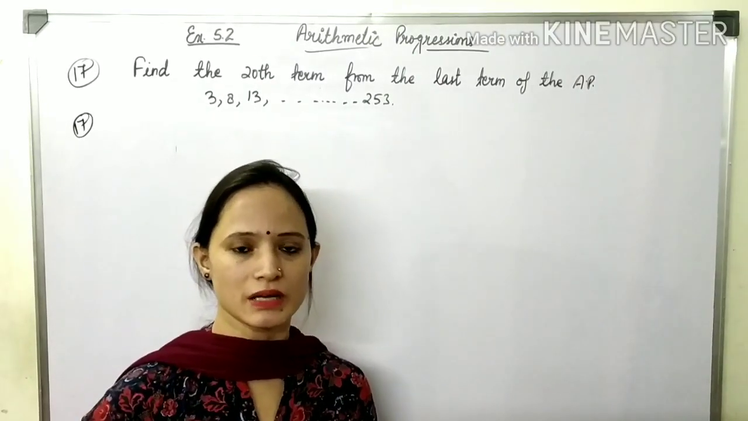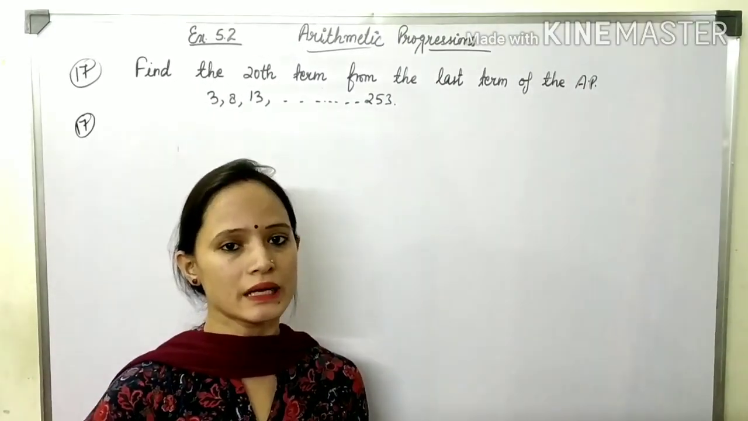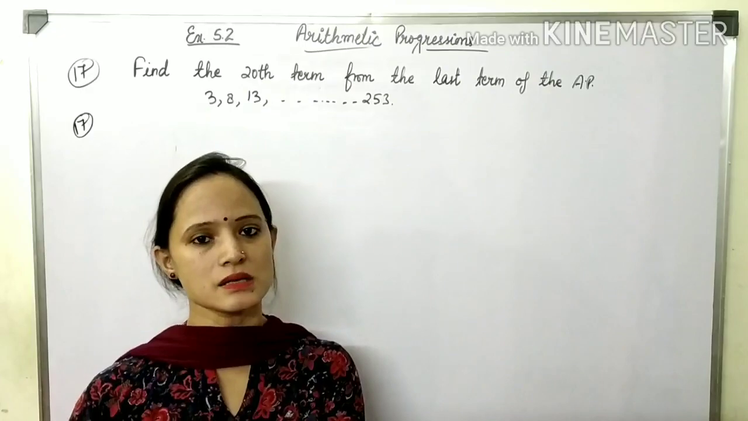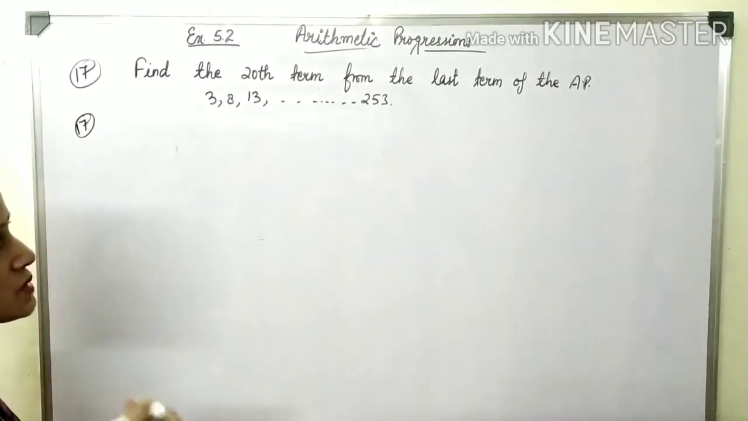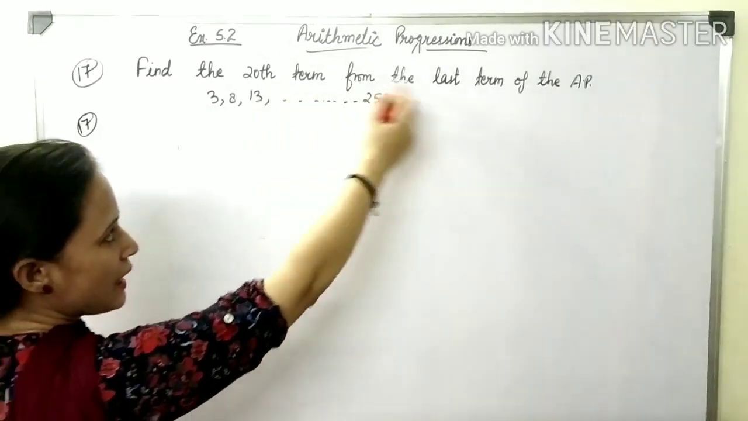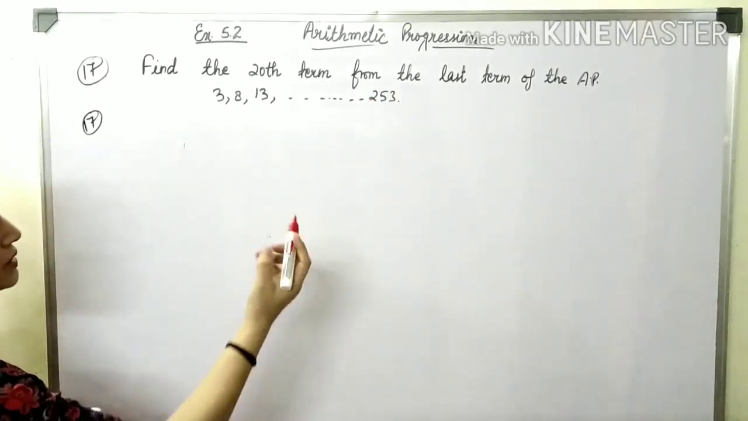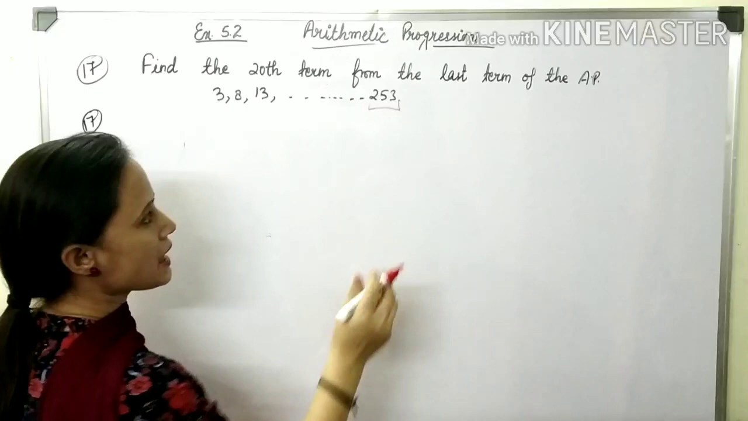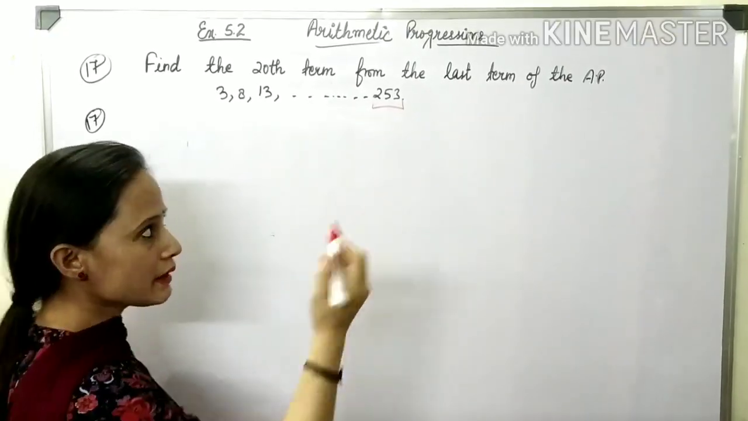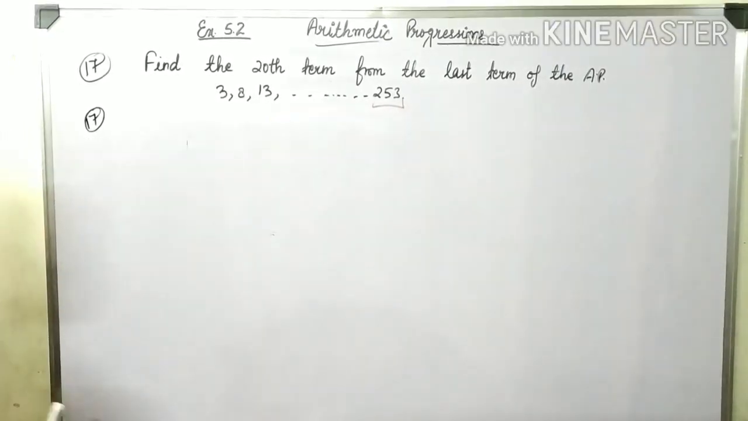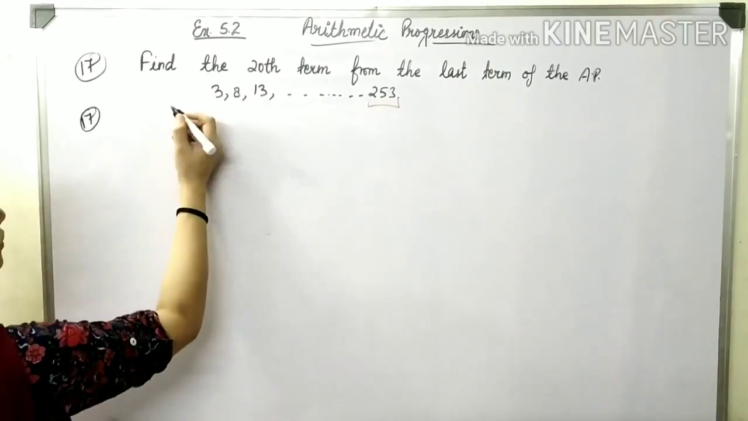Next, question number 17. In this we have to find the 20th term from the last term of the given AP. Now in this particular question, when such a condition is given, we have to consider the last term as the first term, and then accordingly we have to proceed. So let us see how we are going to proceed.